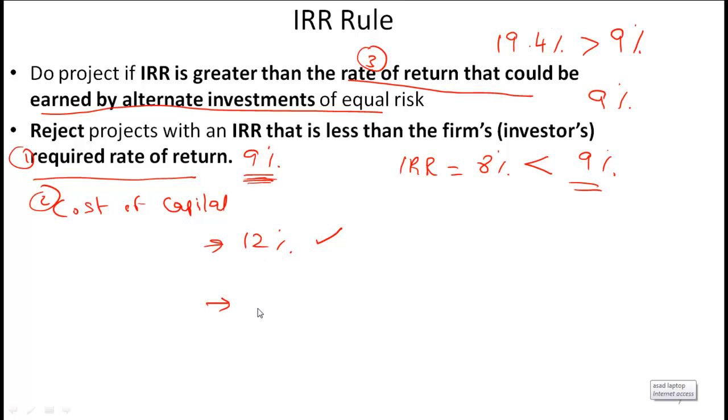On the other hand, if you are getting a return of 7%, then you should reject the project because the 7% return is less than the return of 9%, which we said is either your required rate of return or the return that you can get on another project with similar risk.